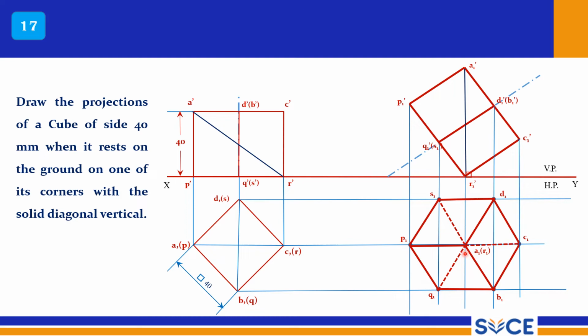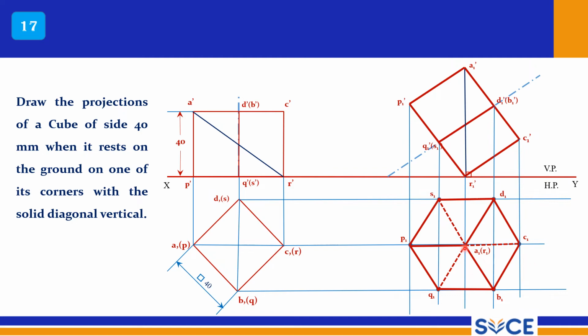A is connected with D with a thick line, and A is connected to B, also a thick line. Then P to A is connected, and that should be a thick line. And here R is connected to C, so that should be a dotted line. This is an invisible edge and should be dotted. So this is the complete view.